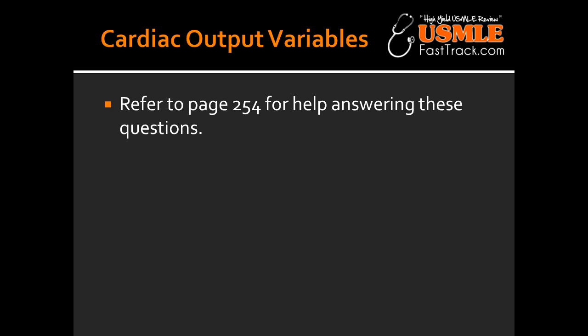Cardiac output variables. What are all the things that affect stroke volume? Stroke volume is affected by contractility, afterload, and preload. What is a mnemonic to help you remember this? The mnemonic is SV CAP. CAP stands for contractility, afterload, and preload. What causes the increase in stroke volume? Stroke volume is increased when there is an increase in preload, a decrease in afterload, or an increase in contractility.